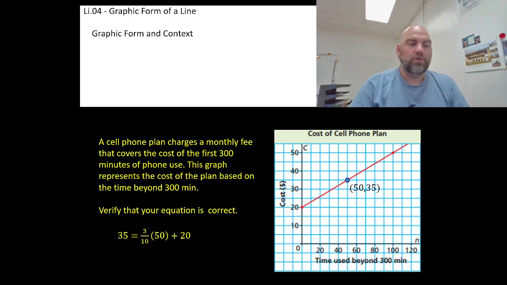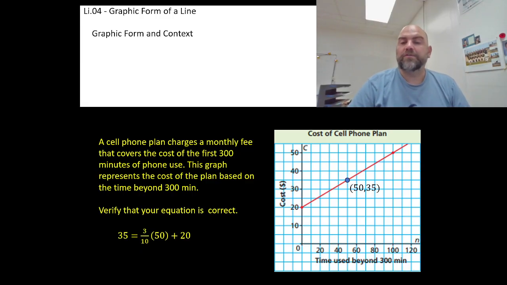Well, 35 is equal to 3 over 10 times 50, which is 15, plus 20. 15 plus 20 is 35. Perfect. It does work. Sorry I didn't confirm it on the screen, but it does in fact work. If we solve both sides, we get that both sides are equal to each other.